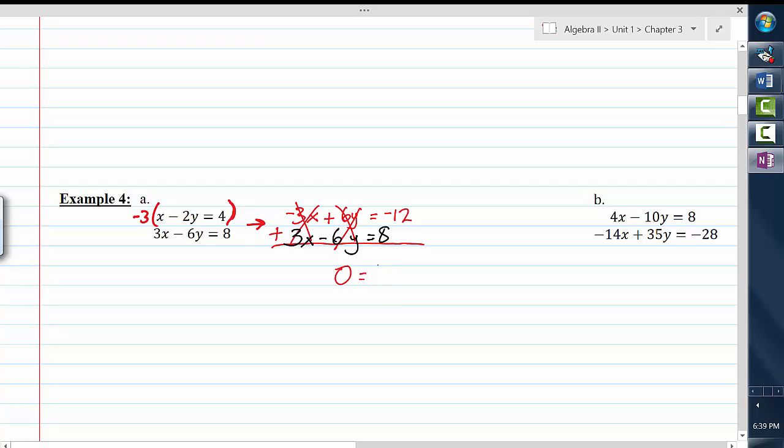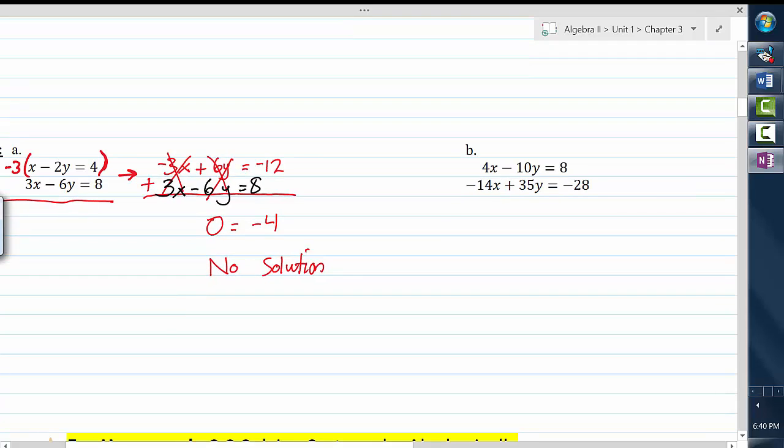What do we have on the right side? On the right side, -12 plus 8 is -4. Now obviously this is a false statement, because 0 doesn't equal -4. So since it's a false statement, there is no solution. When you have no solution, that means the lines are parallel, meaning they have the same slope. If you put both of these lines in slope-intercept form, you'll see they have the same slope, because you ended up with no solution.